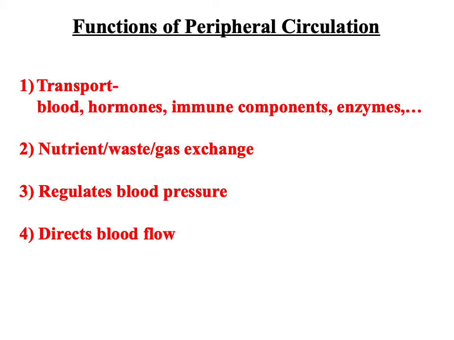You'll see some functions of circulation listed there, including transport, and transport includes just about anything that would be contained within the blood, such as hormones, components of the immune system, enzymes, nutrients, wastes, gases like carbon dioxide and oxygen. So that kind of takes us into number 2 a little bit as well. We also have regulation of blood pressure and directing blood flow. Directing blood flow in the sense of keeping the blood flowing in the right direction, but also preferentially sending blood to certain parts of the body in some instances.